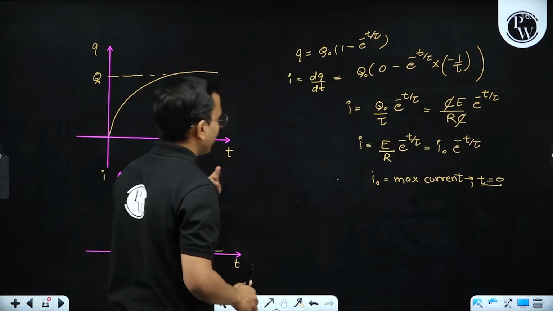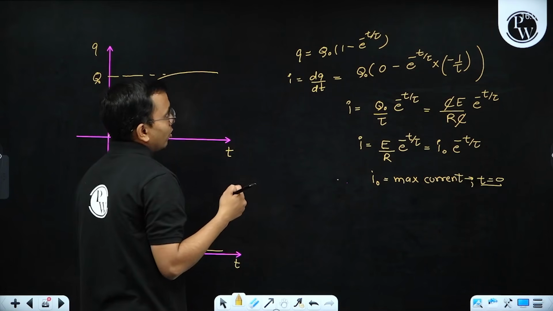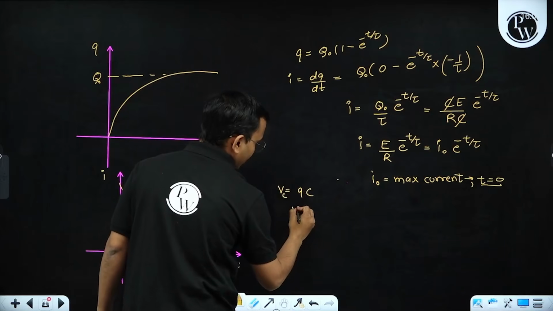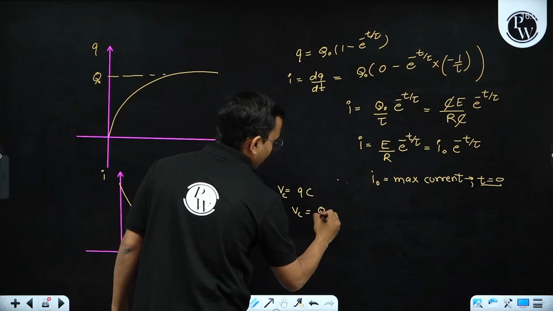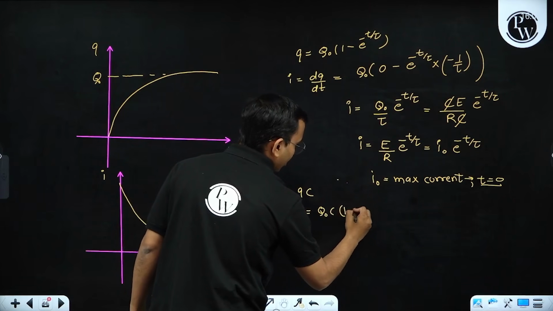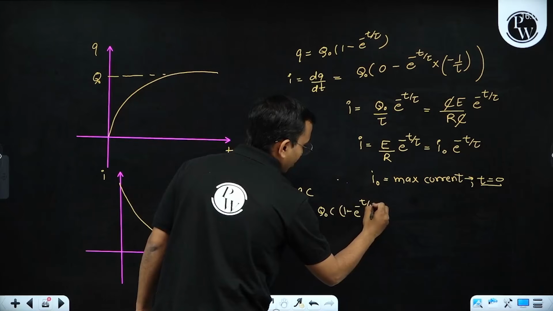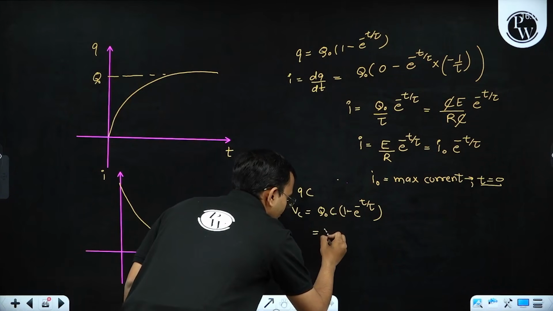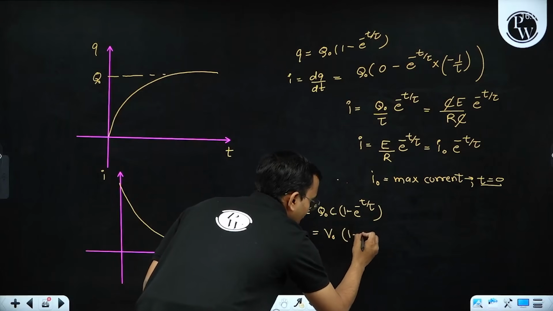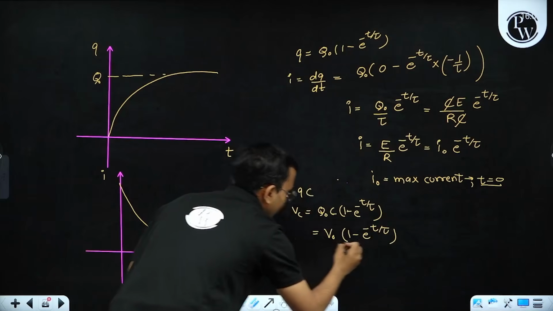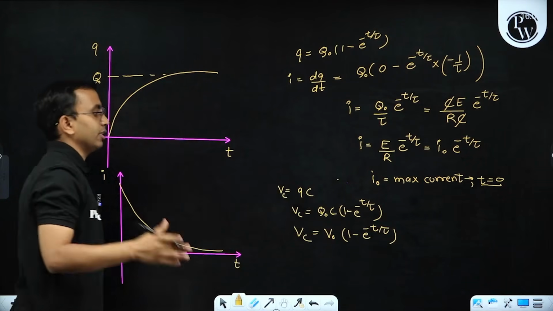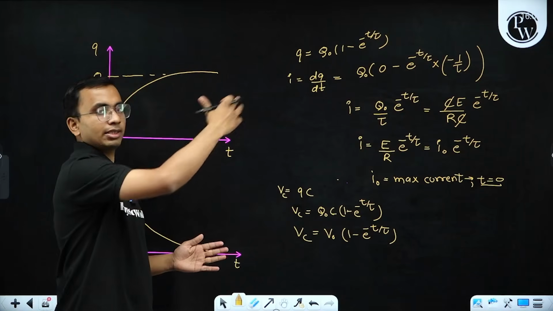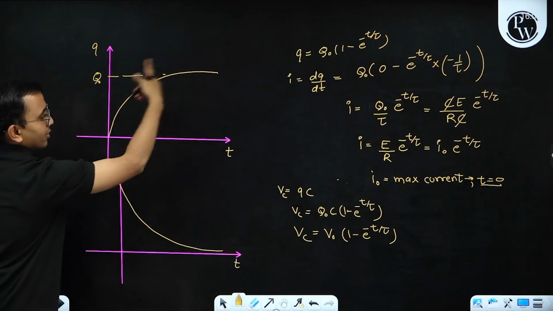Similarly, if I try to write V, the potential across the capacitor, I already have Q, so V is just Q divided by C. So Vc is equal to Q naught by C into 1 minus e to the power minus t by tau. Q naught by C is my maximum potential, V naught, into 1 minus e to the power minus t by tau. This potential across the capacitor is increasing. At t equal to 0, the charge was 0, so the potential was 0. As t increases, the potential increases.